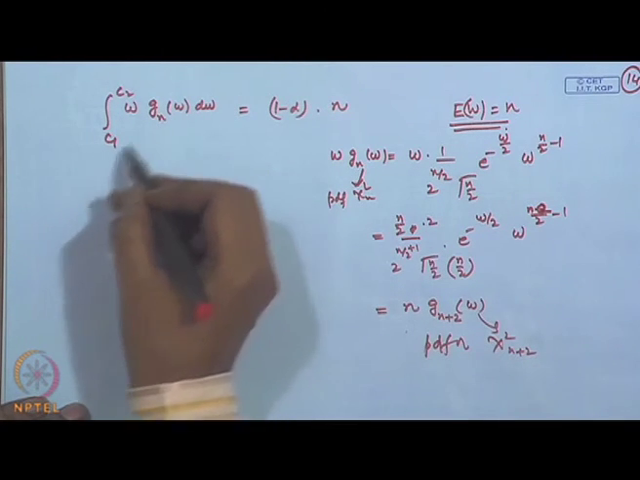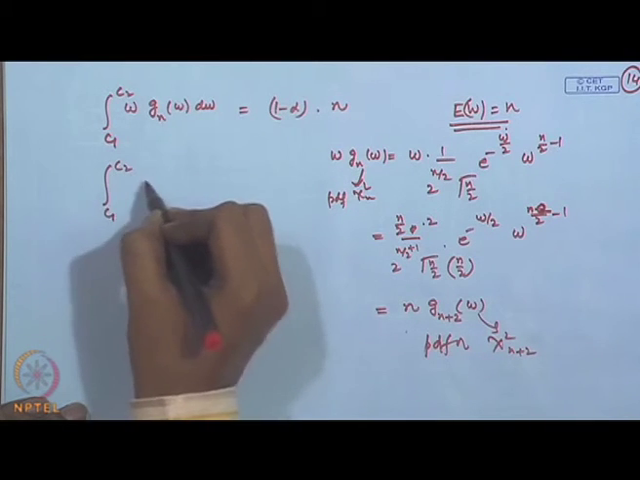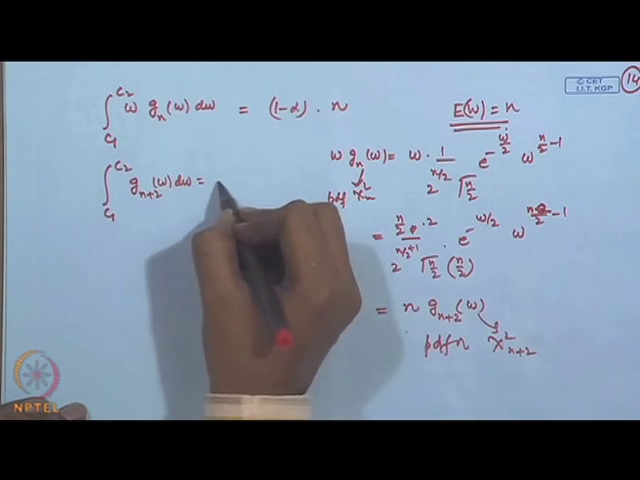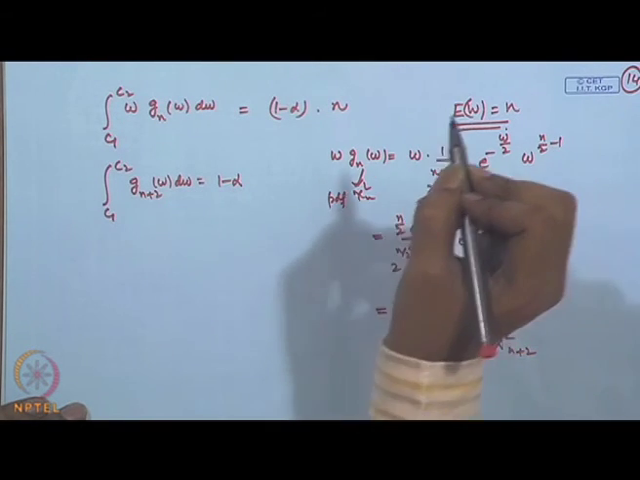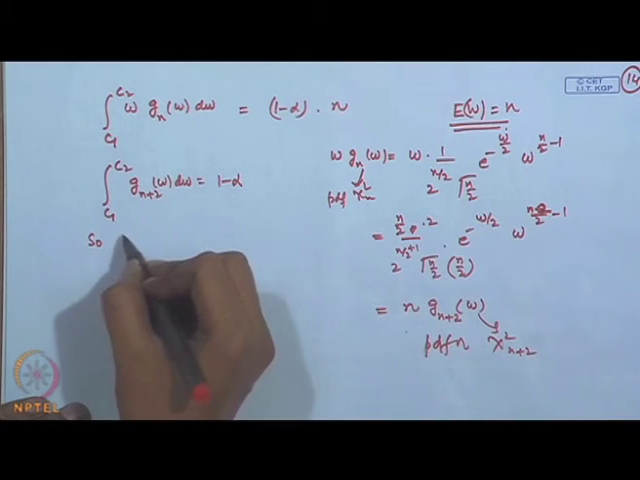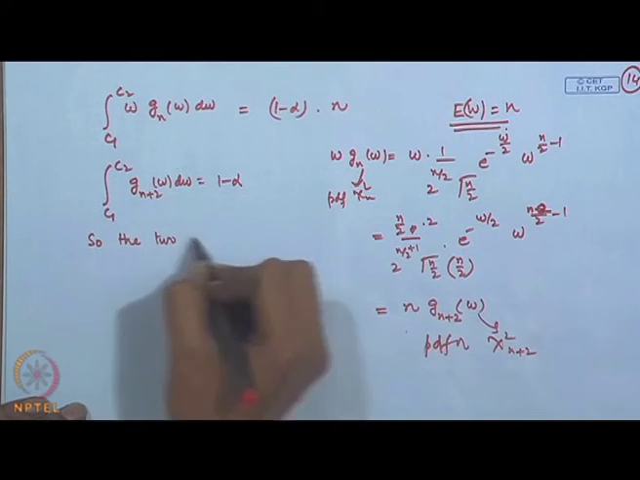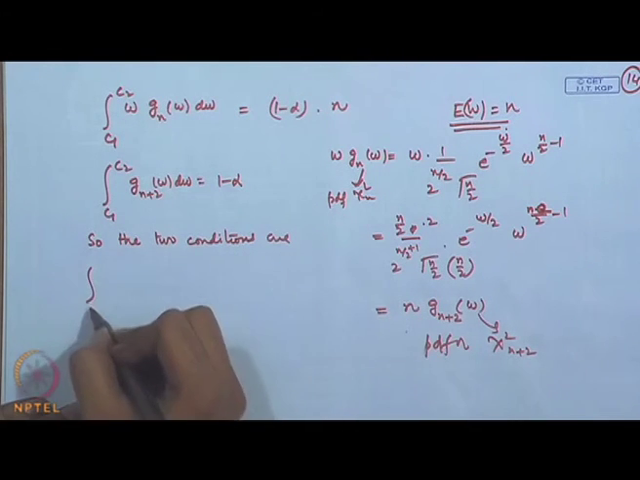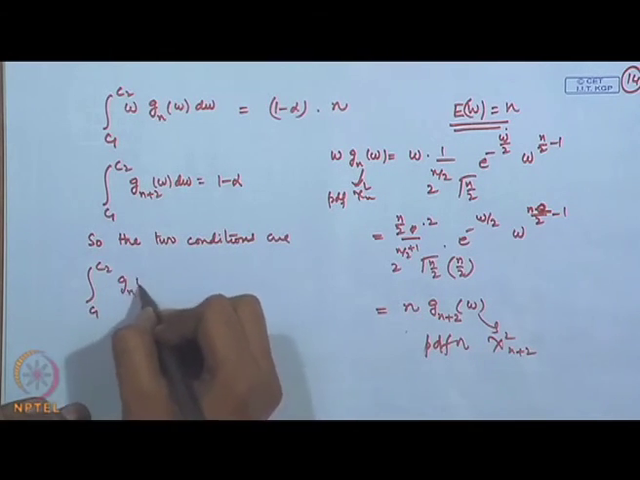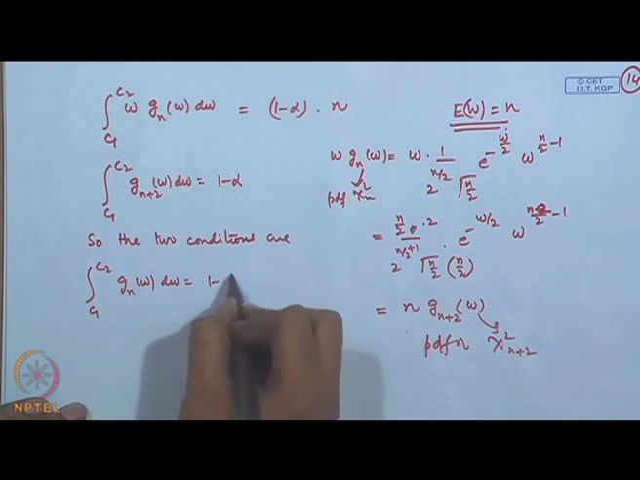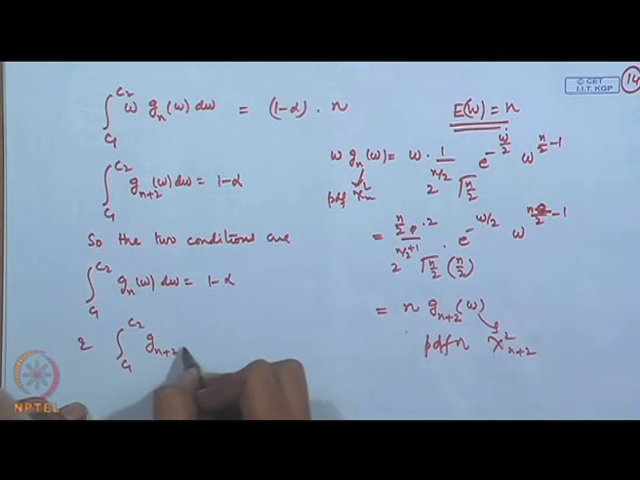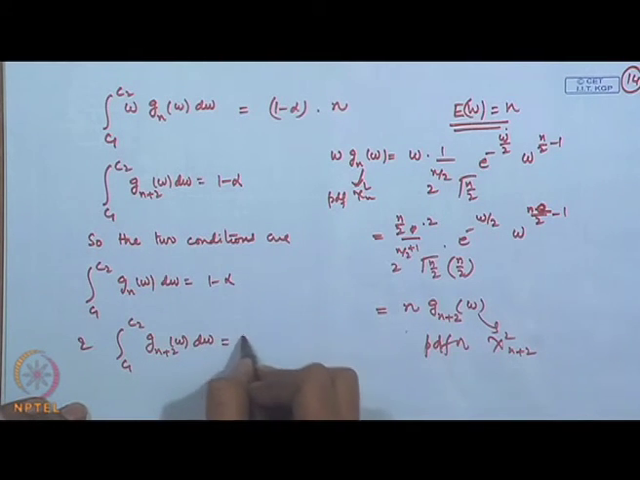So, this condition can be written as integral C1 to C2 g n plus 2 w dw is equal to 1 minus alpha. So, the two conditions are then integral C1 to C2 g n w dw is equal to 1 minus alpha, and integral C1 to C2 g n plus 2 w dw is equal to 1 minus alpha.